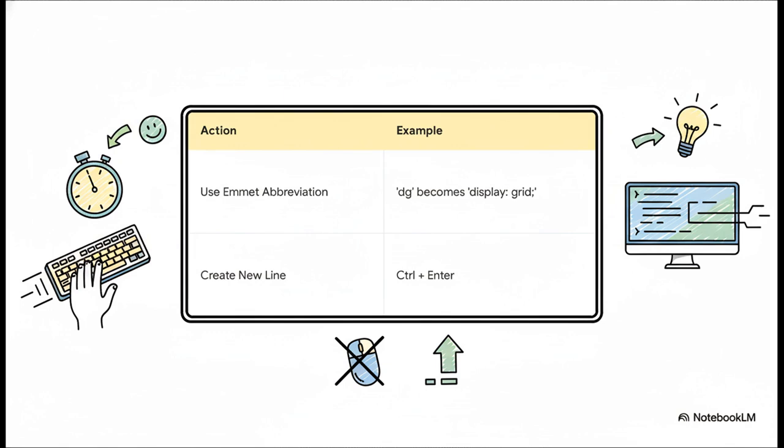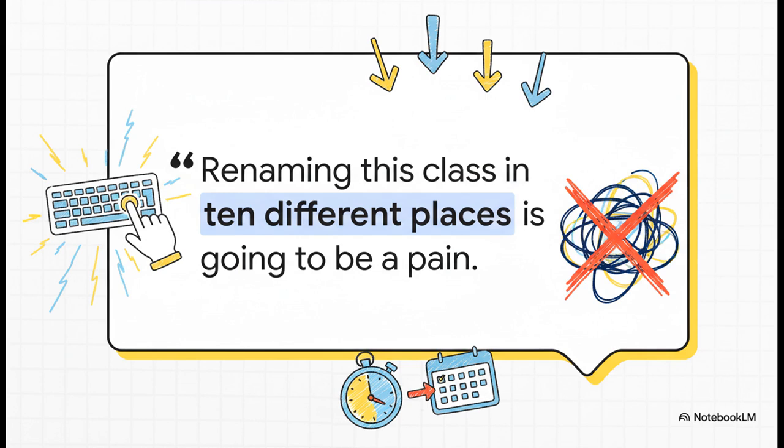You're probably already using Emmet, right? That little bit of magic where you type, say, DG, and poof, it becomes display: grid. But here's the combo part. Once you've done that, don't move your hand. Just hit Ctrl+Enter. It instantly creates a new line right below you and puts your cursor there, ready for the next command. You just get into this rhythm. Type, Tab, Ctrl+Enter. Type, Tab, Ctrl+Enter. You'll be flying.